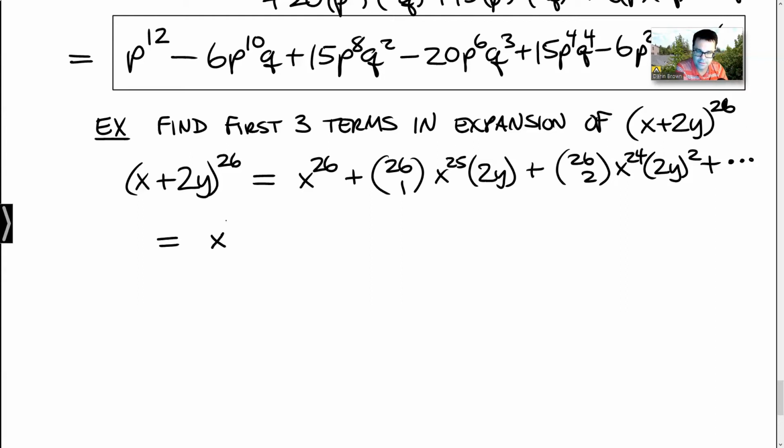And now we can at least multiply these out. So x to the 26th. We know that 26 choose 1 has to be 26. And 26 choose 2, let's just do this on the side. We know that's 26 times 25 over 2, which is 25 times 13, which is going to be 325.